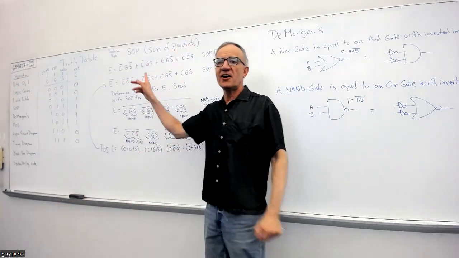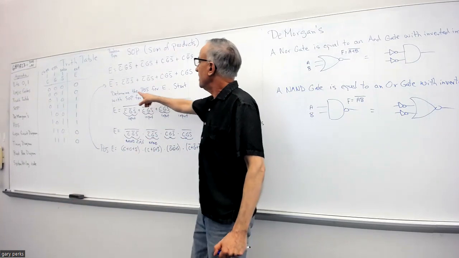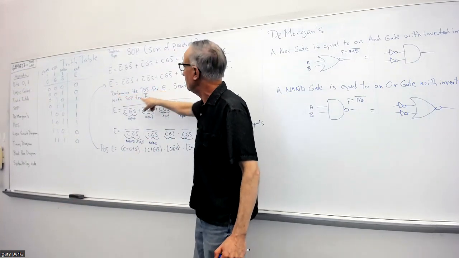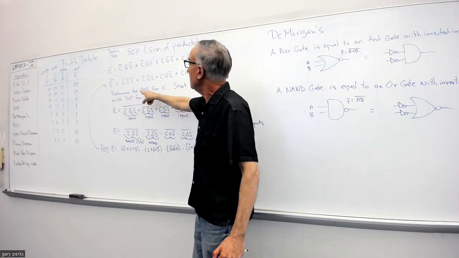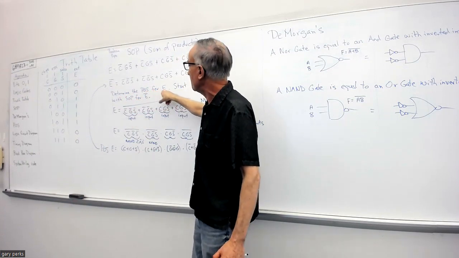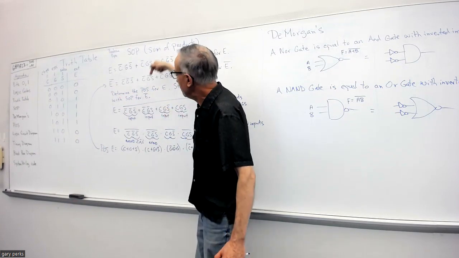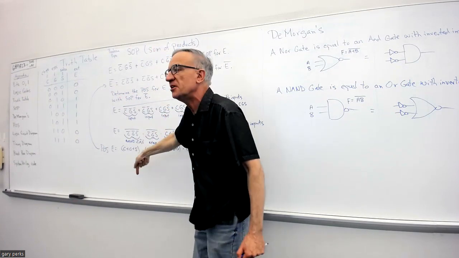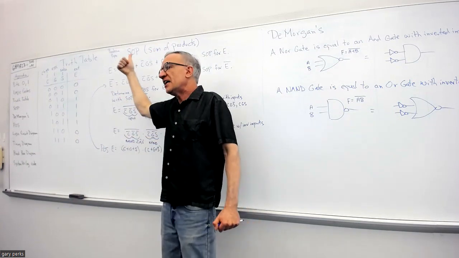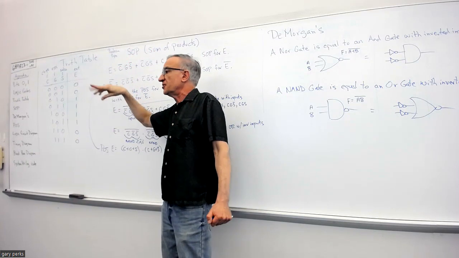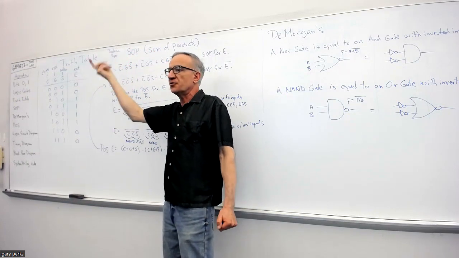Okay? And again, the most common error I see with this is that you've got to remember, if you want POS for E, you've got to start with SOP for not E. Likewise, if you wanted POS for not E, you would start with SOP for E. And we went this direction, from SOP to POS, but you can go POS to SOP too. It's the same thing. You're just inverting everything, changing ANDs to ORs and ORs to ANDs.